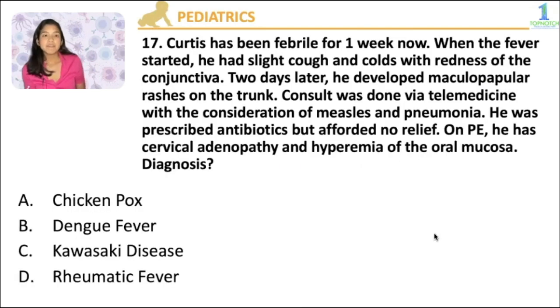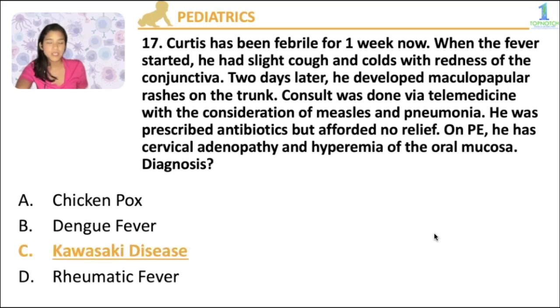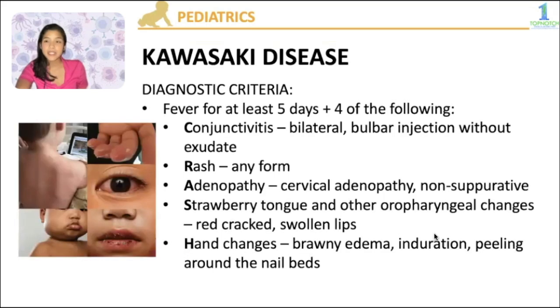17. Curtis has been febrile for 1 week now. When the fever started, he had a slight cough and colds with redness of the conjunctiva. Two days later, he developed a maculopapular rash on the trunk. Consult was done via telemedicine with the consideration of measles and pneumonia. He was prescribed antibiotics, but this afforded no relief. On PE, he has cervical adenopathy and hyperemia of the oral mucosa. What is our diagnosis? Chickenpox, dengue fever, Kawasaki disease, or rheumatic fever. Quite clearly, it's pointing us towards Kawasaki disease. Remember, guys, for your Kawasaki disease, don't forget the CRASH and BURN. So BURN is a fever for at least 5 days and 4 of the following.